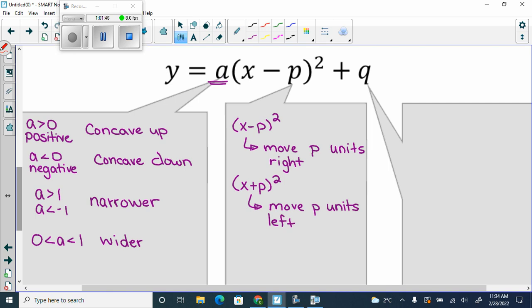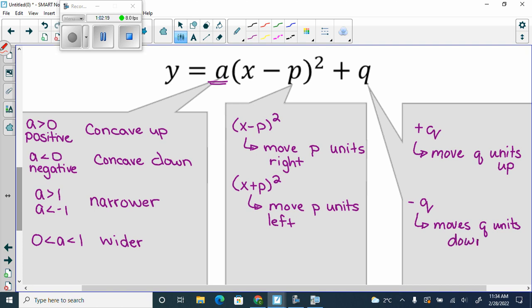What does the q do? The q moves it up or down. So if it's a positive q, it moves q units up. And if it's a negative q, it moves q units down. It's called a horizontal or a vertical translation, but we're talking about translations and stuff later.